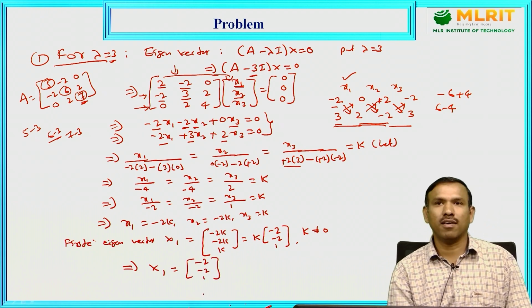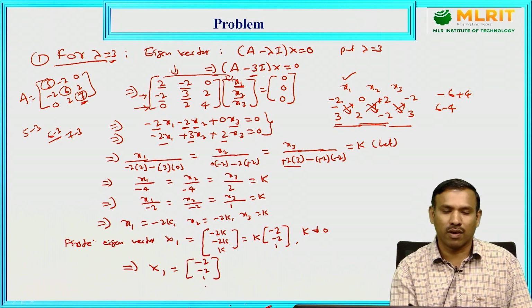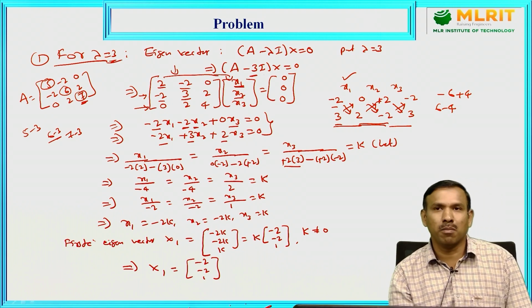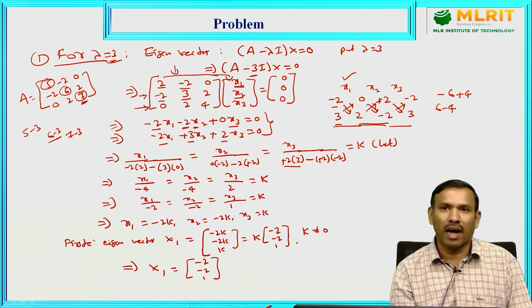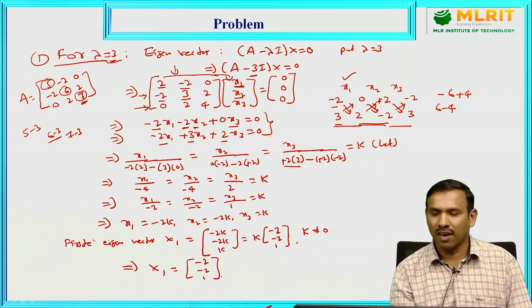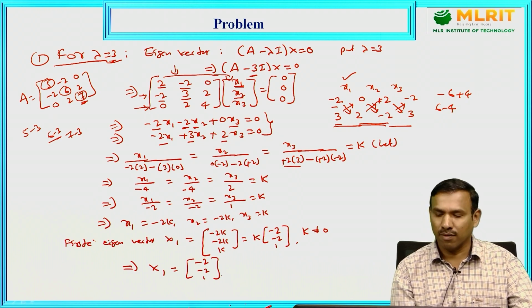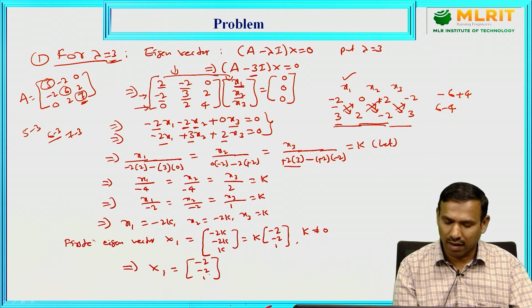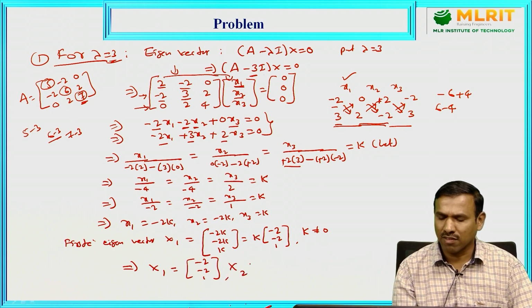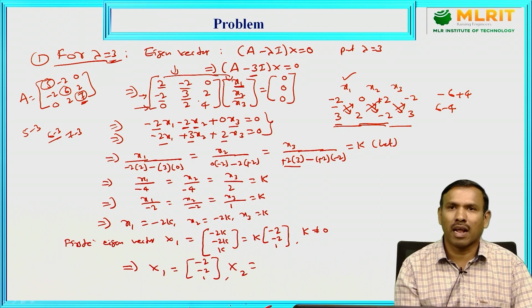So, this is the first eigenvector for lambda is equal to 3. Similarly, we can find the eigenvector for 6 and 9. Here I am giving, for lambda is equal to 6, the second eigenvector directly; with a similar procedure, the cross method, we can find it.